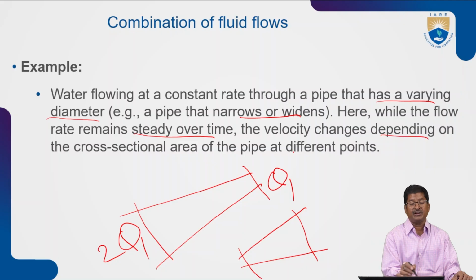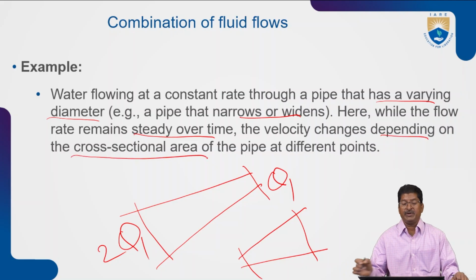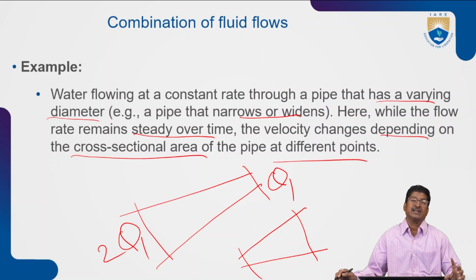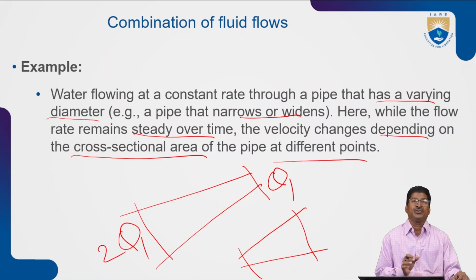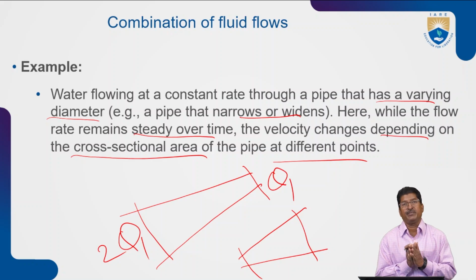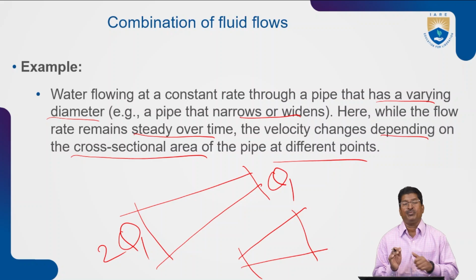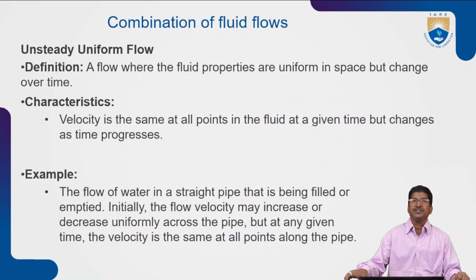So velocity changes depending upon the cross-sectional area of the pipe at different points. Velocity is changing only at different points because the cross-sectional area varies. So that is the non-uniform. But at any time, at a particular point, velocity is not changed. At point A, at any time, velocity is constant, so let us take V1. At point B, at any point of time, the velocity is V2. Like that. Now, unsteady uniform.